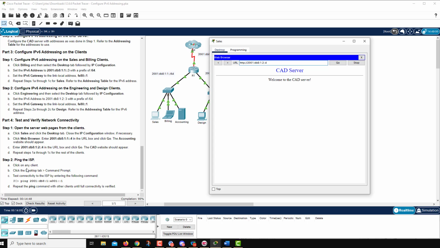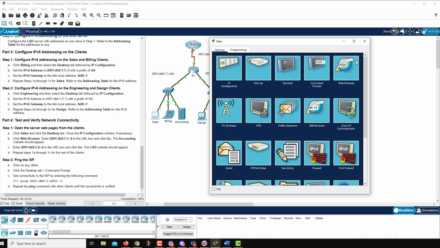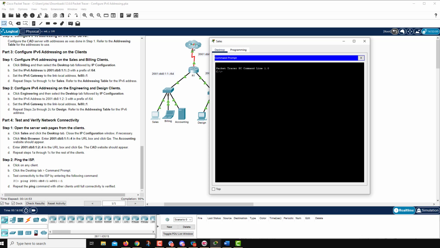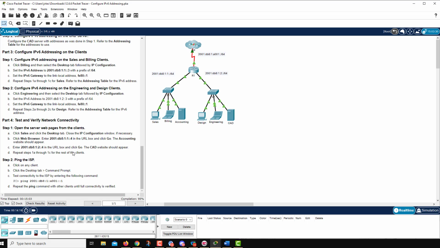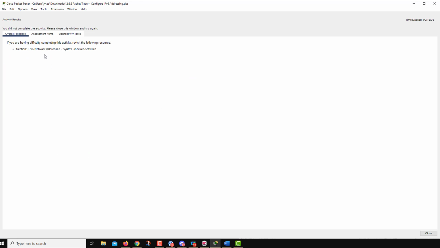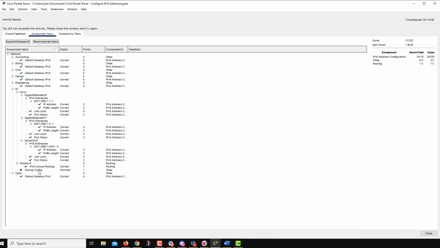We're going to try to ping the ISP. We're going to go to any client. Well, we're on the sales client right now. We'll open up a command prompt, and we're going to ping out to the ISP 2001:DB8:11A:001::1. And we do have reachability. So everything's working beautifully. Let's see the check results and see what's happening here for the assessment item.